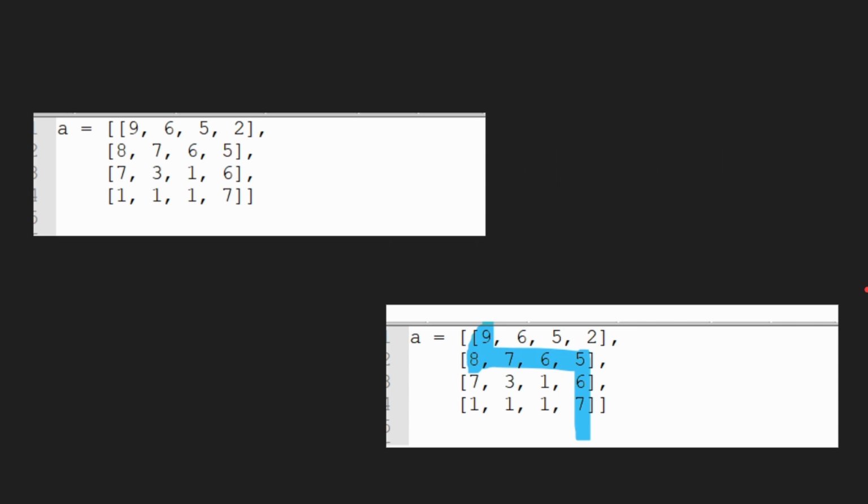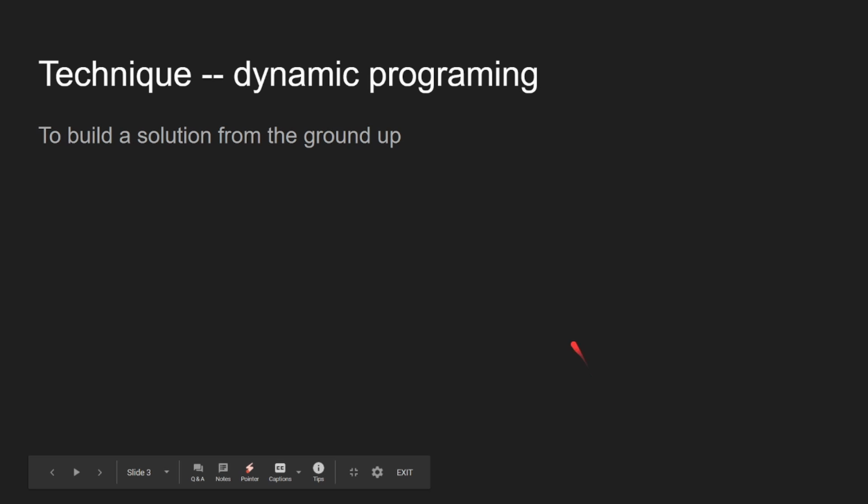Today I'm going to be teaching you how to do dynamic programming by finding the longest path in the matrix. This is a matrix that we're going to start off with, and here is the path that we're going to have to find. The technique I'm using today is called dynamic programming, and it's where you work from the bottom up in your code.